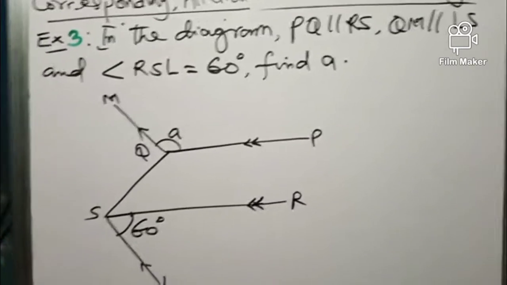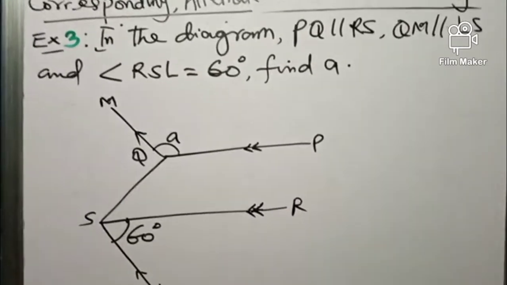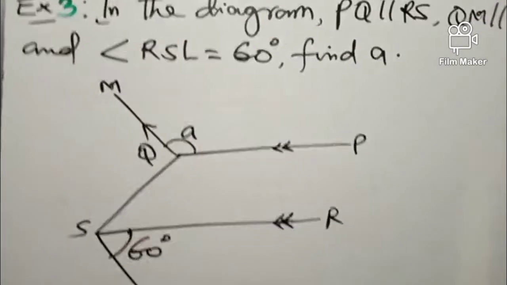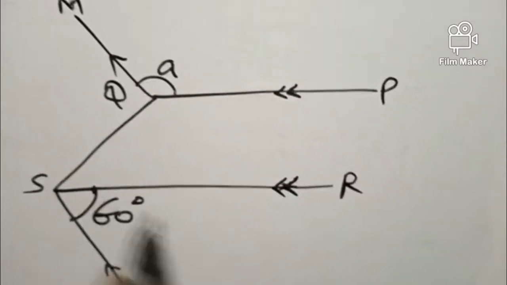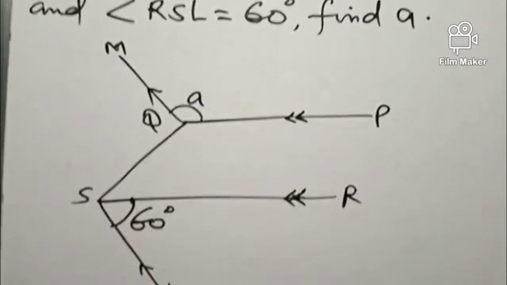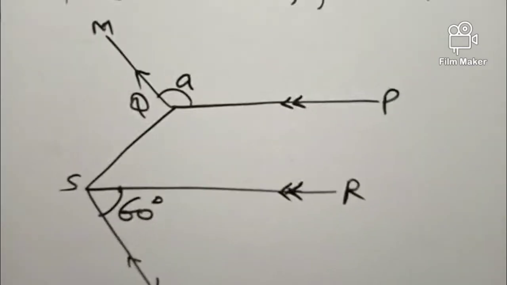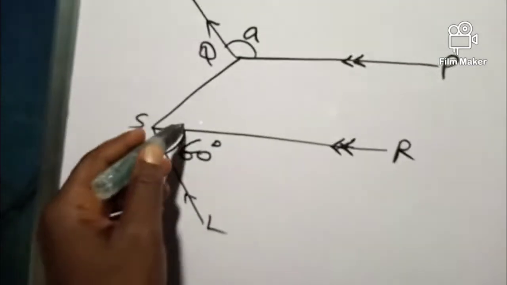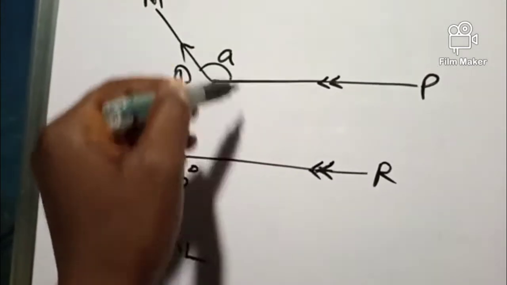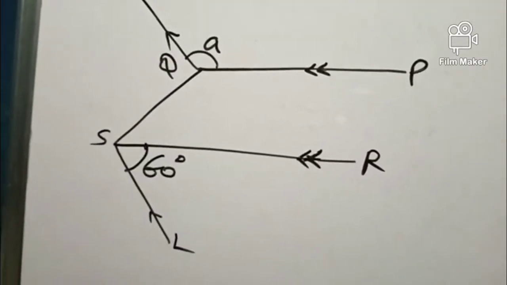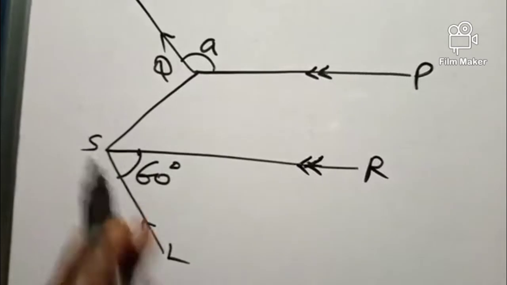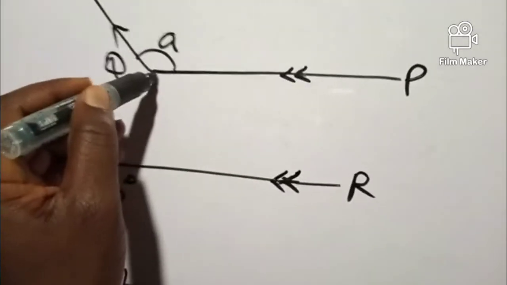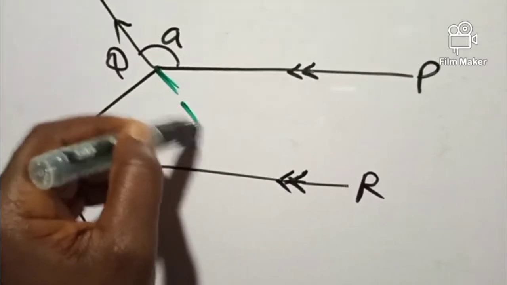As you can see in the figure on the board, in the diagram, this is PQ. PQ is parallel to RS, and then QM is parallel to LS. Now, to solve this question, we are given this angle to be 60, and the question says we should find the value of A. Since this line and this line are parallel, I can extend this line downward.